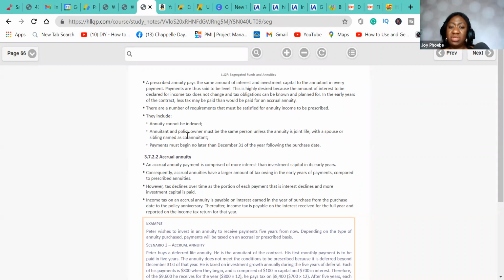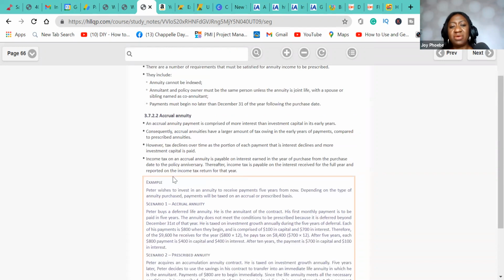And then there are a number of requirements that must be satisfied for annuity income to be prescribed. The annuity cannot be indexed. The annuitant and the policy owner must be the same person, unless the annuity is joint life with his spouse or sibling named as the co-annuitant. Payment must begin no later than December 31st of the year following the purchase date.